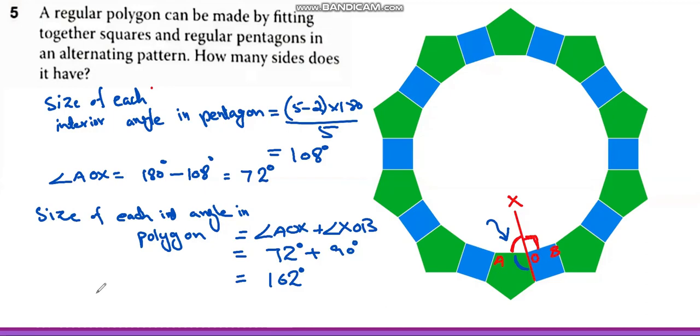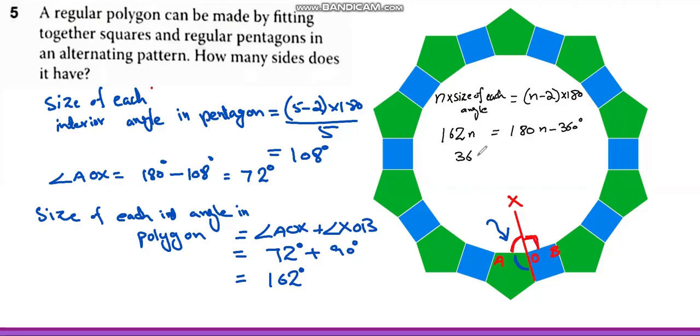So let's do some working over here. We can do this working inside this polygon. We can use the same formula: n times the size of each angle will be equal to (n minus 2) times 180. We know the size of each angle is 162, so we'll get 162n over here, and on the right side I can expand it to get 180n minus 360 degrees.